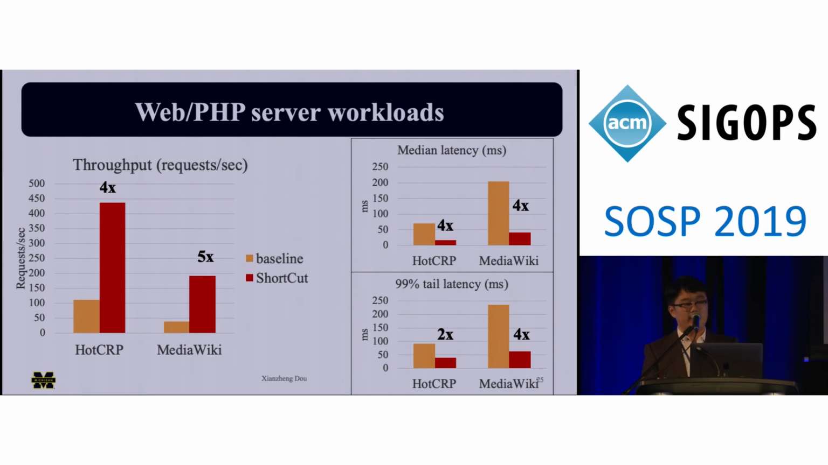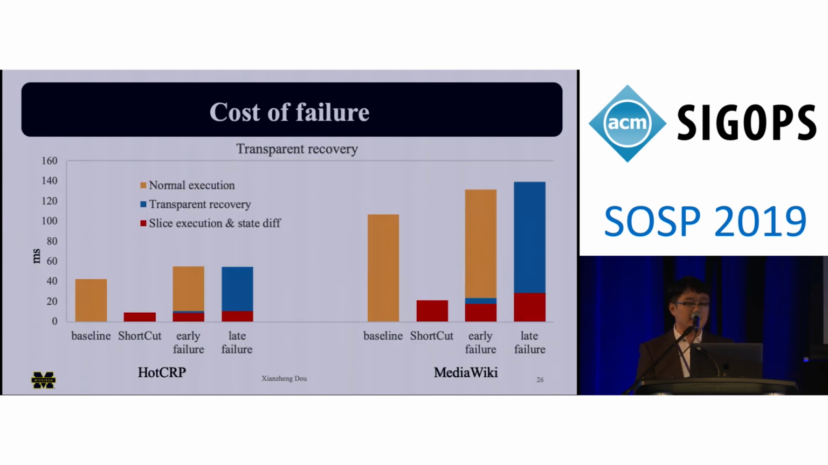So for both workloads, our ShortCut is able to improve throughput by more than 4 times. And it significantly reduces the median latency and the tail latency. Of course, we can make some bad assumptions, so the predicate could fail for some executions. In those cases, this graph shows the cost for recovery.